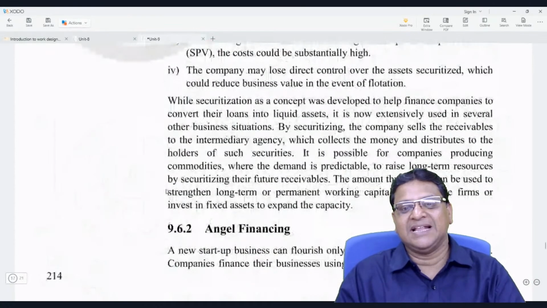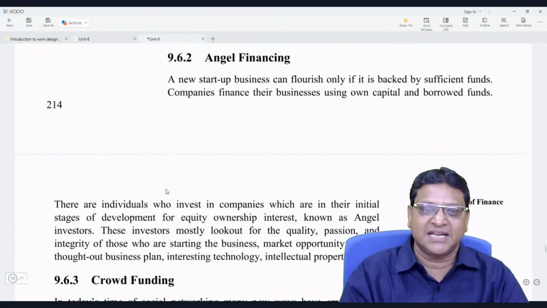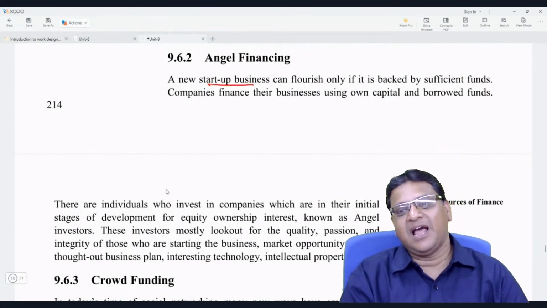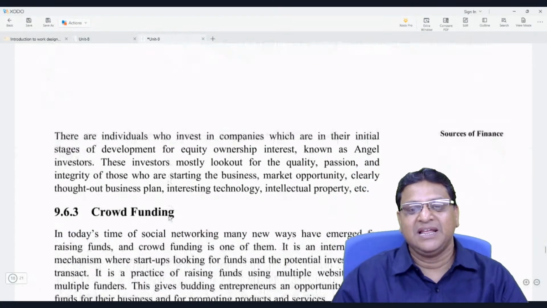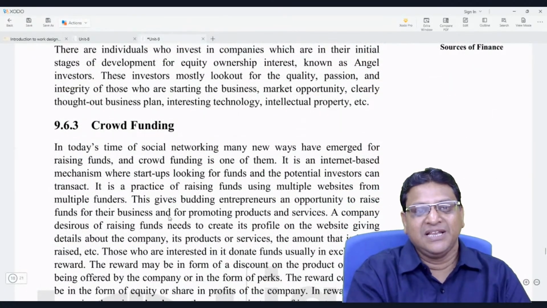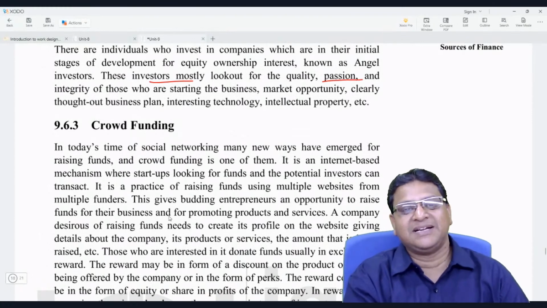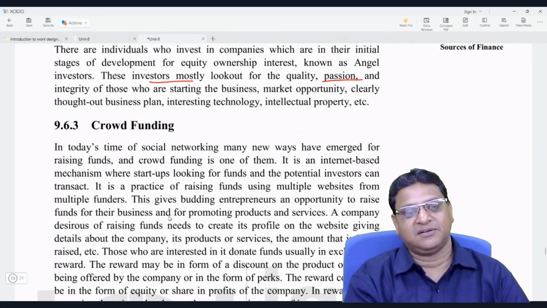Next one is angel financing. What is angel financing? Angel financing is known as startup financing. Nowadays, there are many angel investors who invest in new startups. They invest in those businesses where the promoter has a passion to do something new, and that type of financing is known as angel investment.